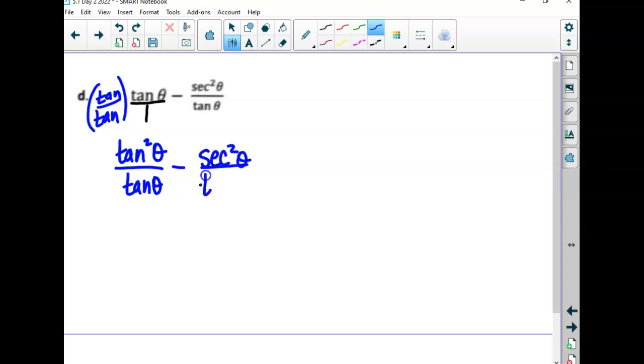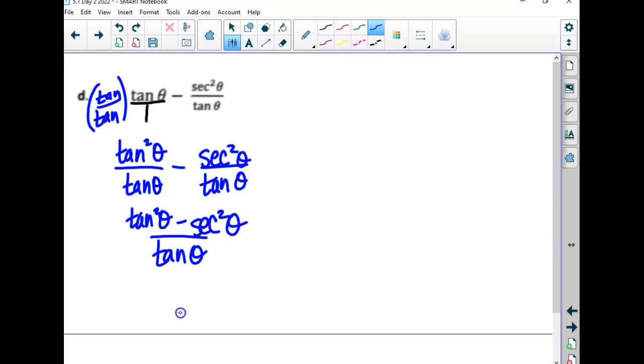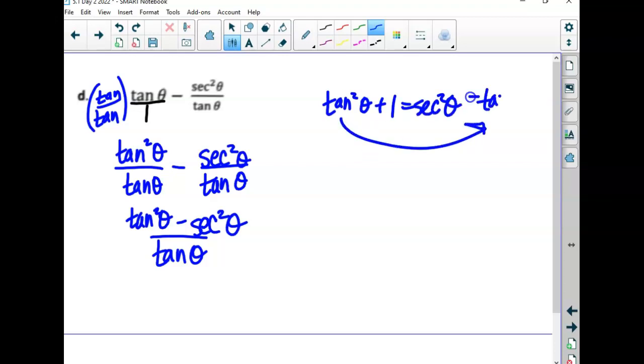Now, the first one reduces, but we don't want to reduce. We wanted to get a common denominator. When you have two fractions with a common denominator, you do whatever it asks and keep the denominator, right? What is a tan squared minus a secant squared? Is that something we should know? Well, there's an identity on my sheet, tangent squared plus 1 equals secant squared. So if I subtracted the tangent squared over here, what would I be left with?